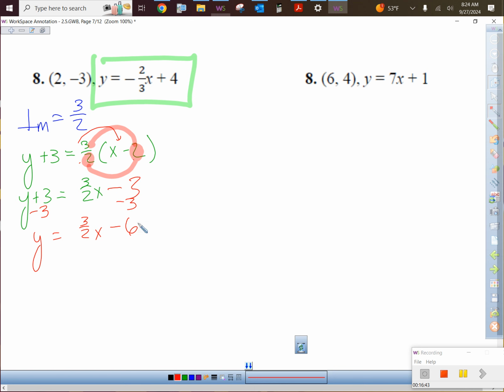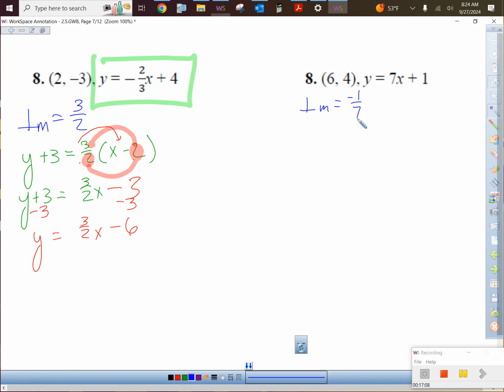Groovy? How many more are left? 4 of them? I don't think we'll need to do all 4 of them. Let's do a few of them. Sound okay? So please tell your neighbor what slope you're going to use on number 8. What slope will you use? What do you got? Negative 1/7.